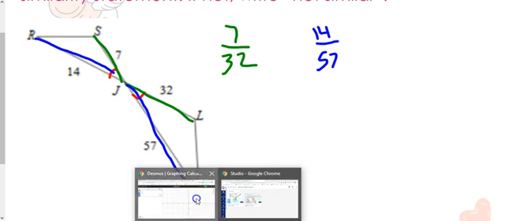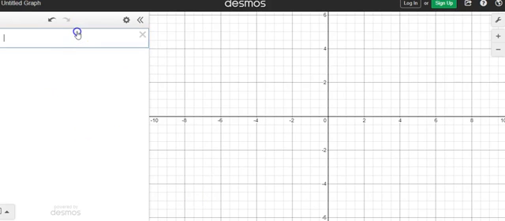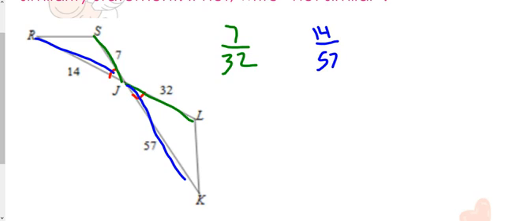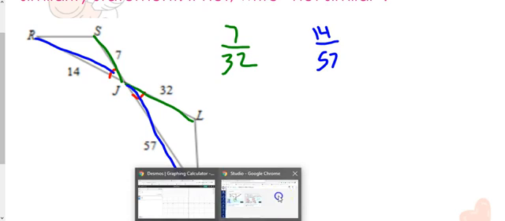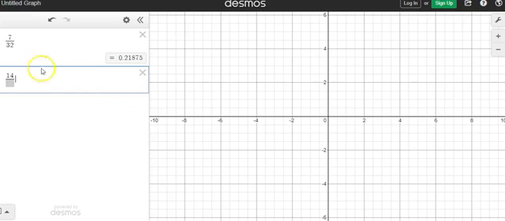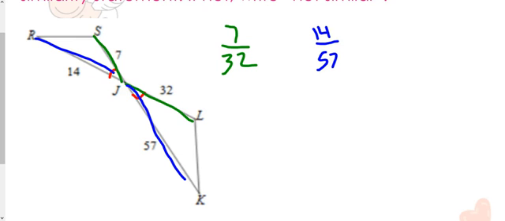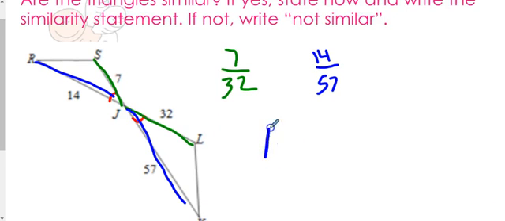I'm going to go to Desmos, and I'm going to type 7 divided by 32 and 14 divided by 57. Notice that these are not the same even in their decimals form, and if I put them back in fractions, they don't simplify. So these are not the same, so these are not similar.